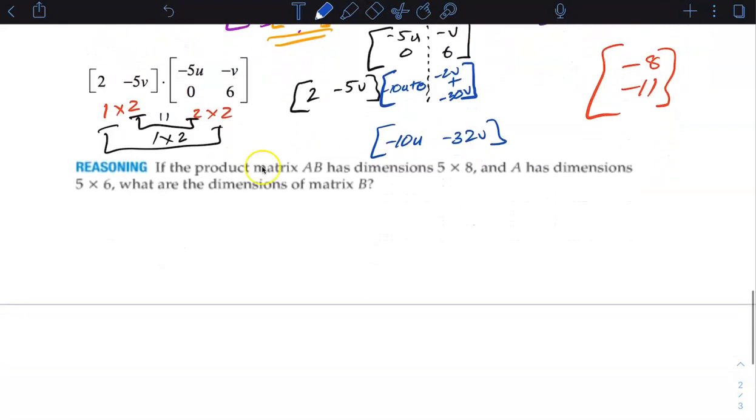If the product matrix AB has dimensions 5 by 8, and A has dimensions 5 by 6, what are the dimensions of matrix B? So they're saying, hey, when you multiply matrix A times matrix B, you're going to get a matrix that's 5 by 8. And matrix A is a 5 by 6. What must the dimensions of matrix B be?